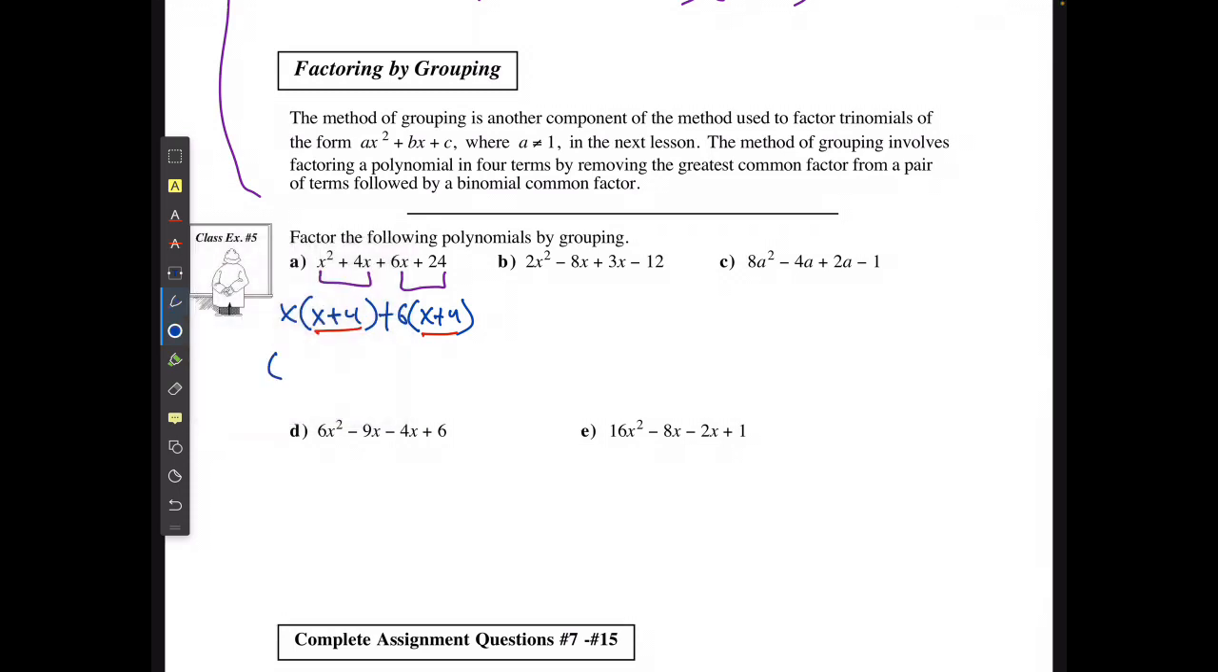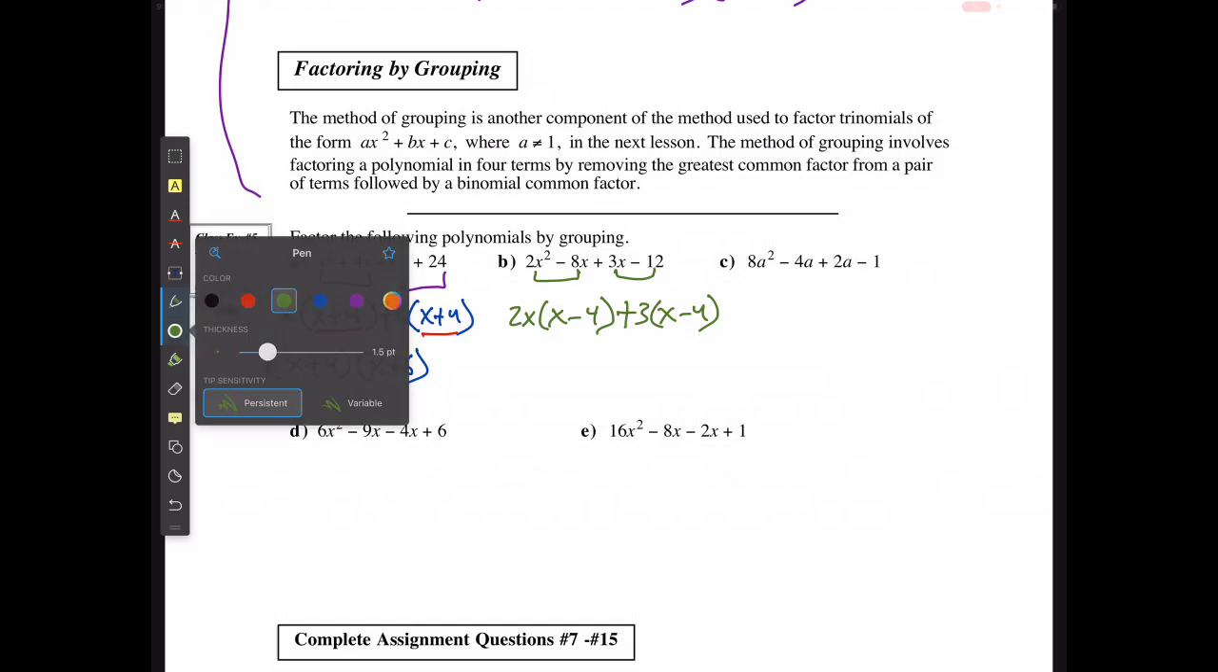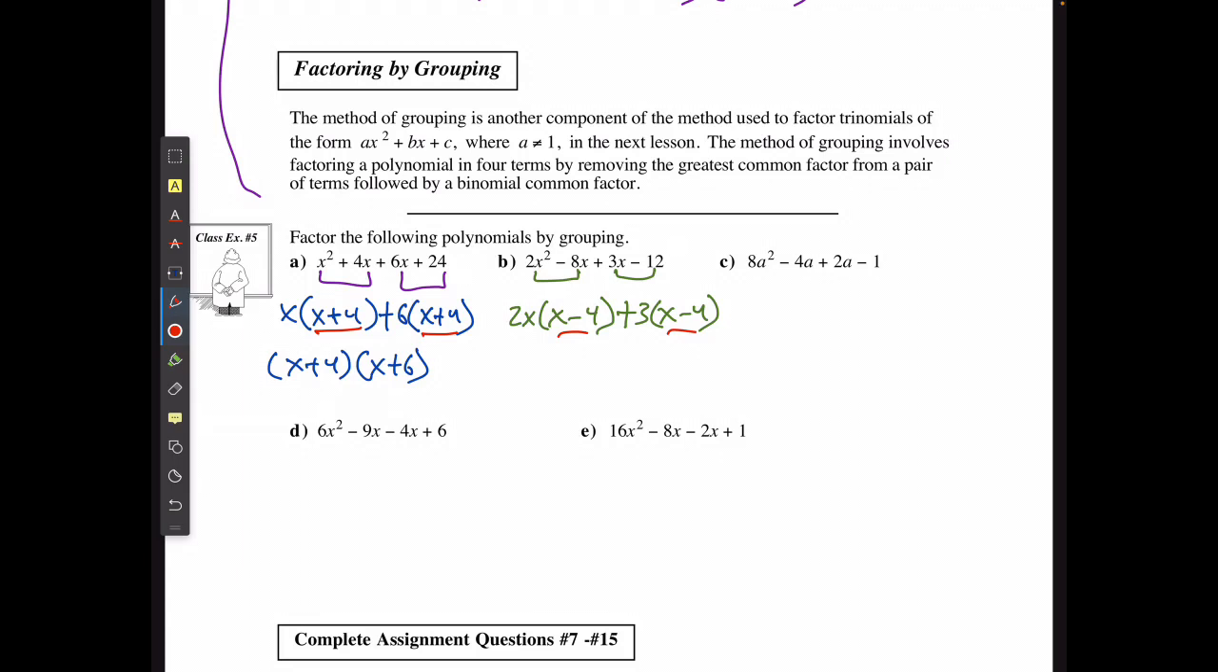And I'm going to say that this is going to be x plus 4, what's in the brackets, times x plus 6, what's outside the brackets. In the second example, I group them together, and in the first set I can pull out a 2 and they both have an x. And then I'm left with x minus 4. In the second set, I can divide them both by positive 3, and I'm left with x minus 4. Take what is the same in both brackets, and I'm going to divide that out, x minus 4, and then group together what's outside the brackets, 2x plus 3.